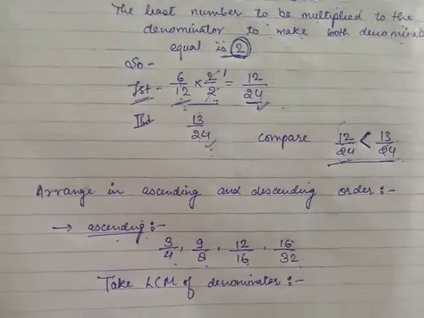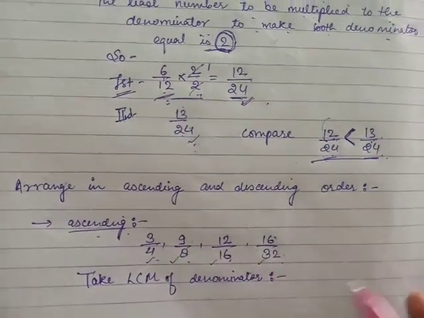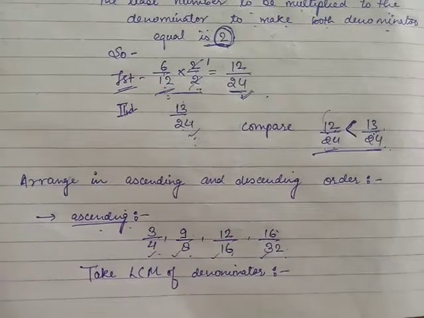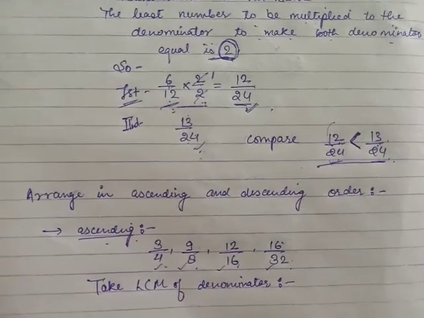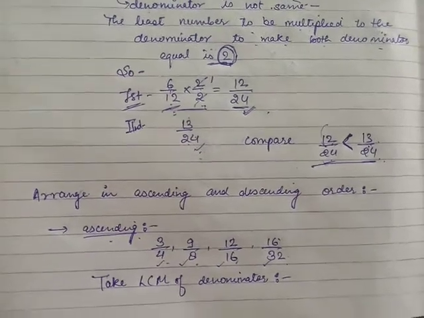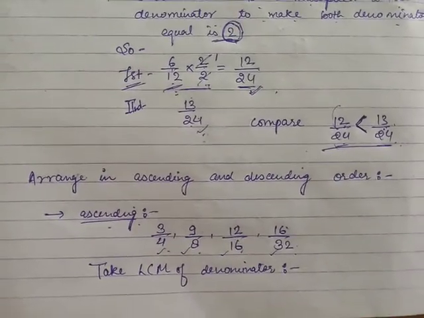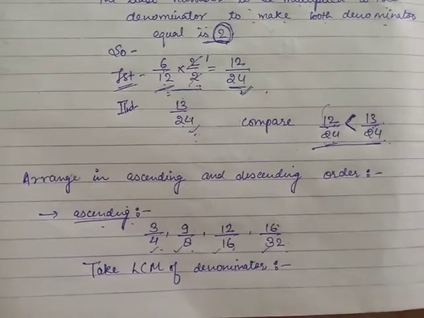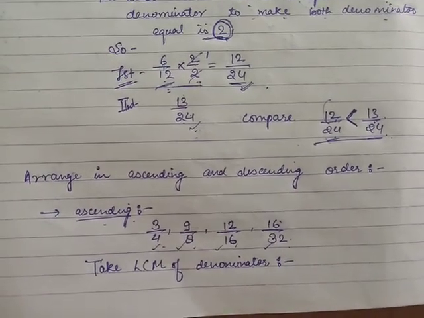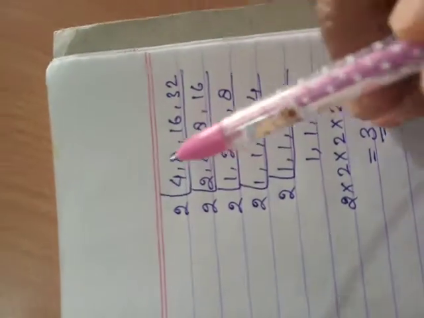Here you can see that the denominator is different in each case, that is 4, 8, 16, 32. In such a condition you have to make the denominators the same, and after that you will do the comparison. So for making the denominators the same, you will take the LCM of the denominators together.